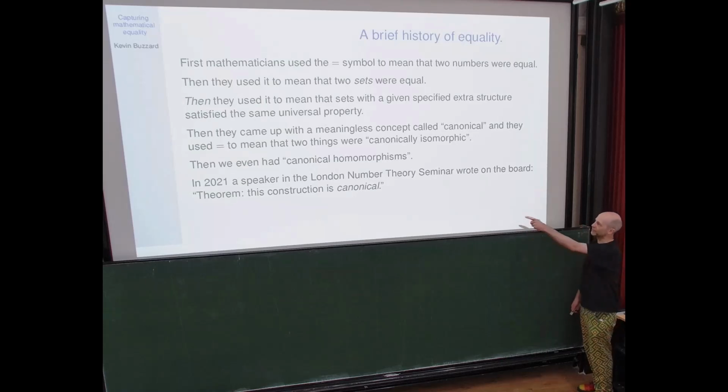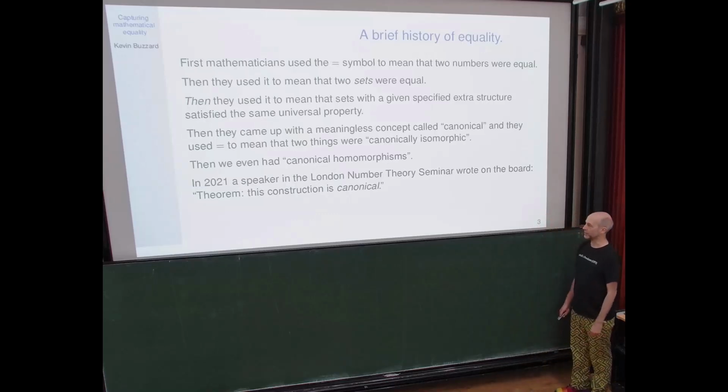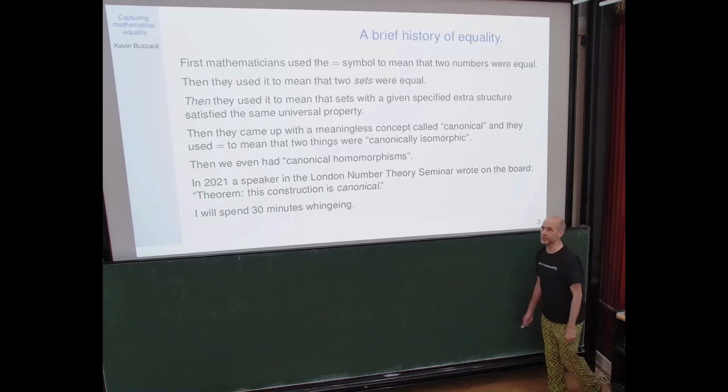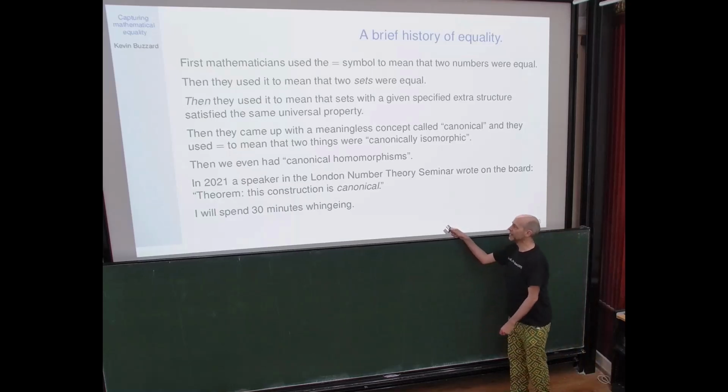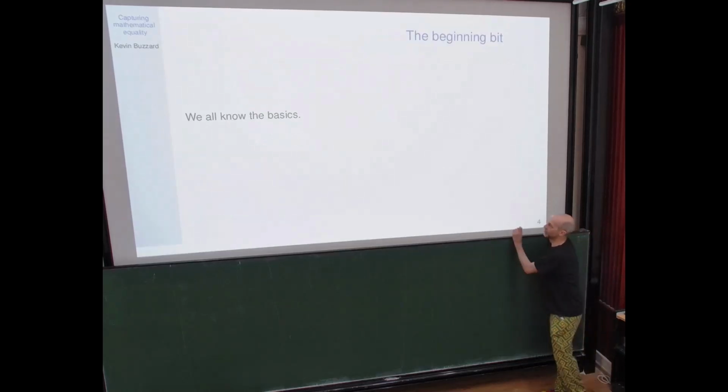That you could say this in front of a room of number theorists, some of whom were very prestigious, and that you could get away with it, and I was the only person that wanted to object. So I'm going to spend 30 minutes or 25 minutes just whinging. Whinging is a good English word, I mean complaining. I'm going to spend 30 minutes complaining about mathematicians.